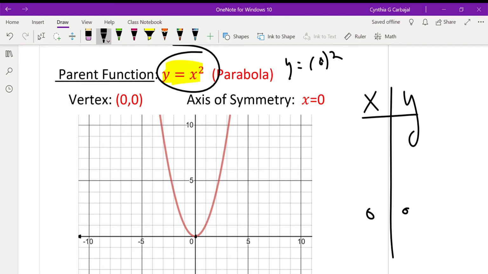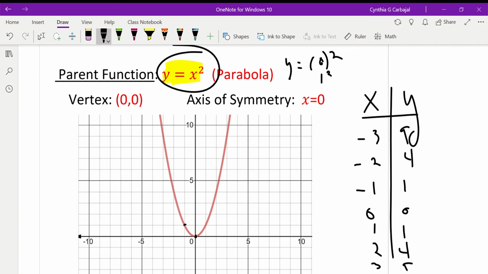If I plug in a 1, 1 squared is 1. If I plug in a 2, 2 squared is 4. If I plug in a 3, 3 squared is 9. Well, guess what? If I plug in a -1, -1 squared is going to be positive 1. -2 squared is going to be positive 4, and -3 squared is going to be positive 9.